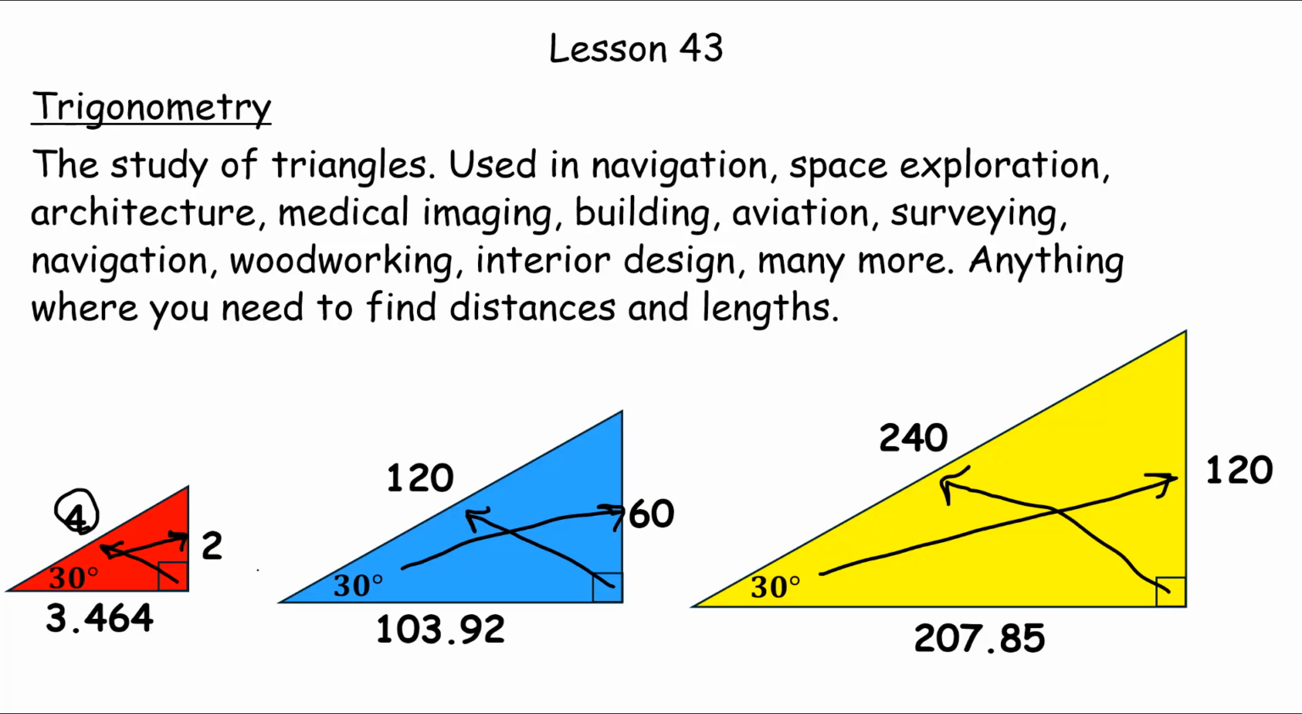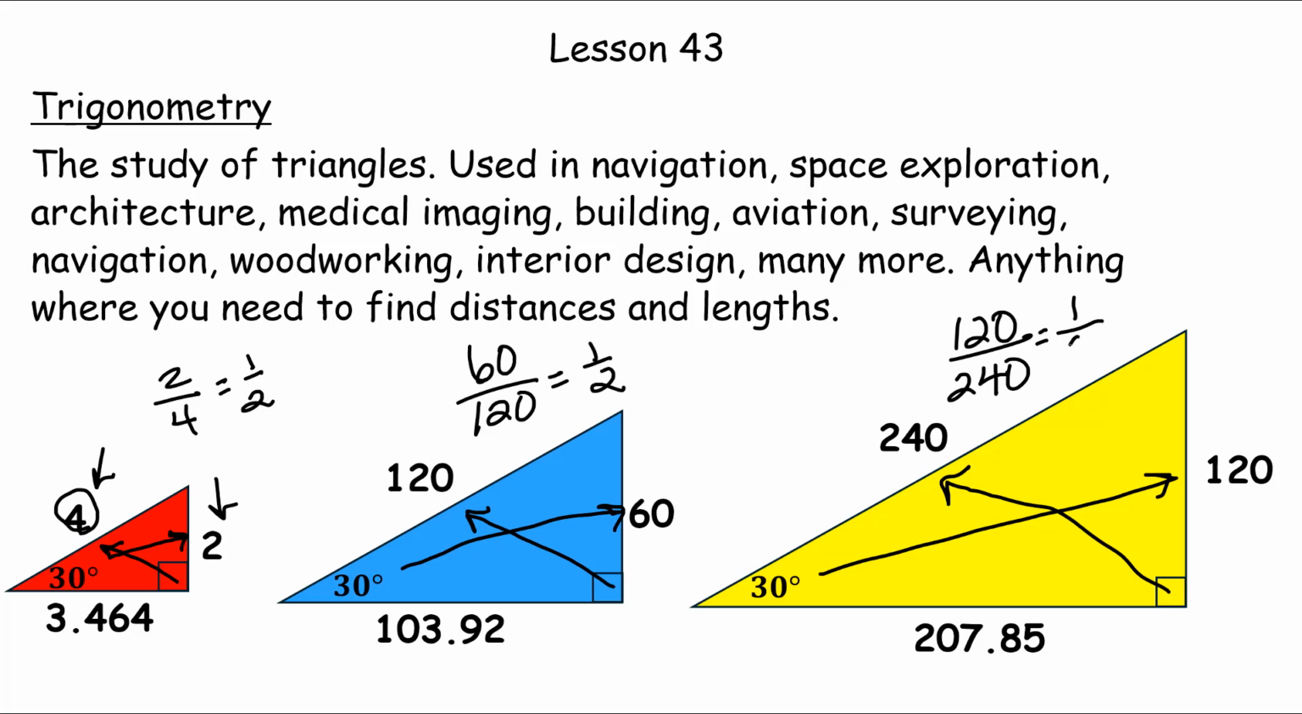So you can see that no matter what size the right triangle is, if it has a 30-degree angle as its smaller angle, then the ratio between the side opposite the 30-degree angle and the hypotenuse is always 1/2. So 2/4, 60 over 120, 120 over 240. That ratio for a 30-degree angle is always 1/2.